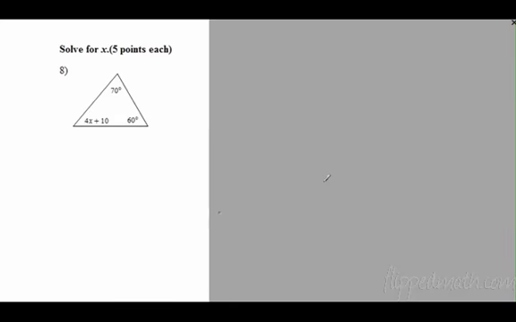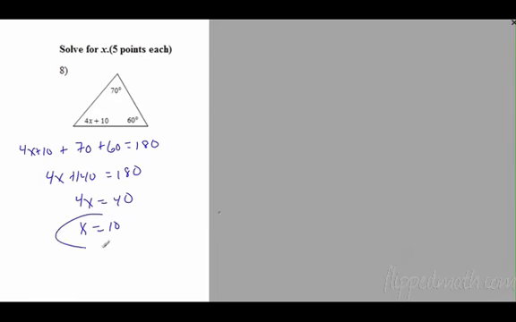Okay? Moving on. Triangle. How many degrees in a triangle? 180, that big number. So 4x plus 10 plus 70 plus 60 equals 180. 60 plus 70 is 130, plus 10 is 140. So 4x plus 140 equals 180. Subtract 140. 4x equals 40. Divide by 4. X is 10. Okay? See the next one.